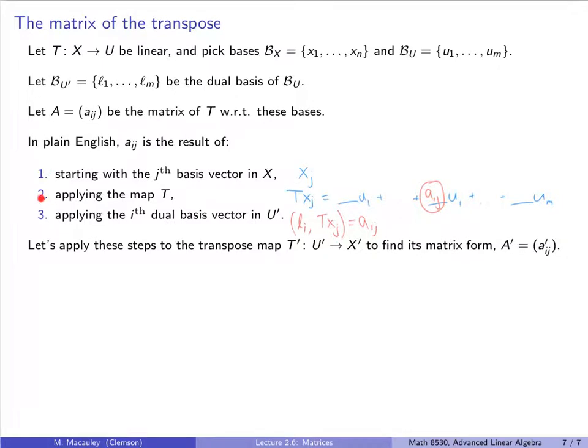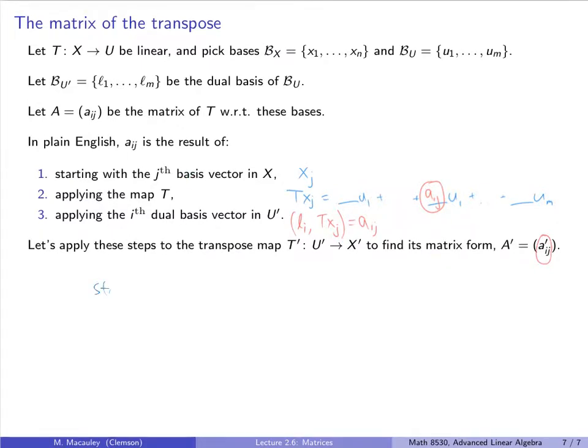So let's apply these three steps in order to the transpose map to find the matrix form. In other words, let's come up with a formula for the ijth entry of the transpose. And you probably know what it's going to be. It's going to be Aji, the jith entry of this, because by transpose, in an undergraduate class, you exchange rows and columns. Let's verify.